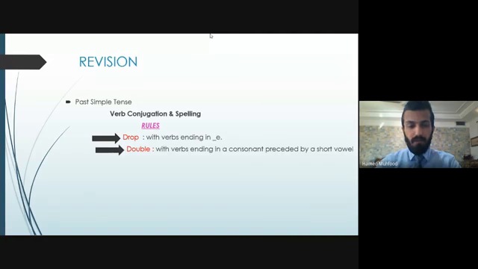This rule is applicable to the verbs that end in a consonant letter, and this consonant letter is preceded by what? By a short vowel. So if we have a verb that ends in a consonant, and this consonant is preceded by a short vowel, we have to double the last letter, which is the consonant, and then we can add ed to the end of the verb to change it to its past form.